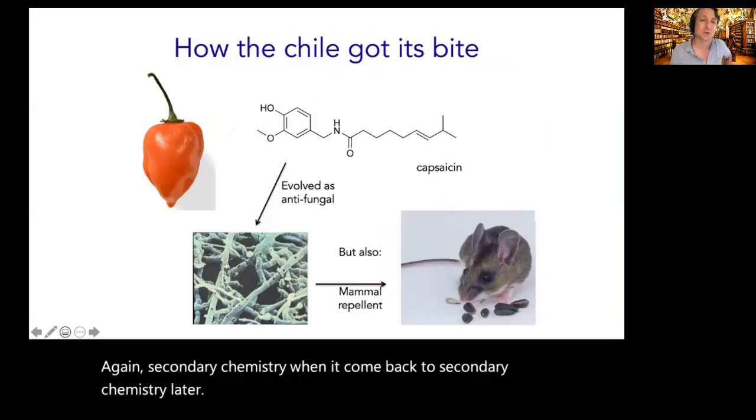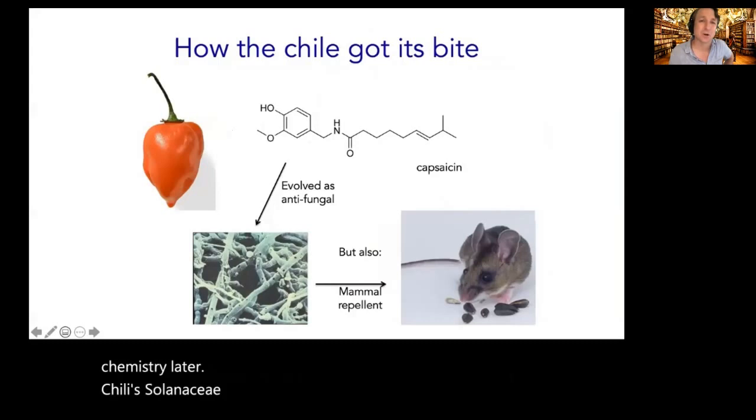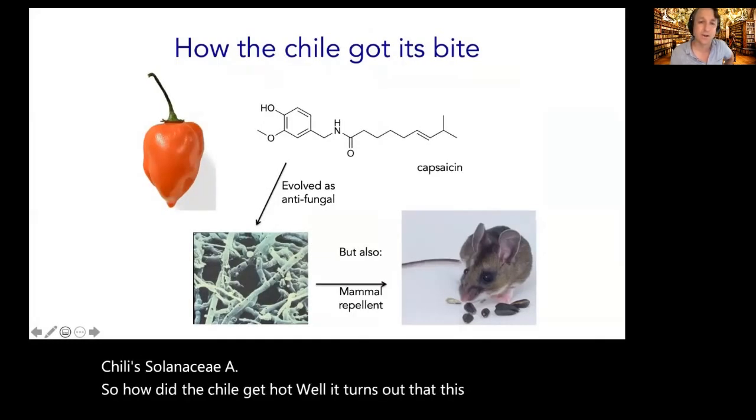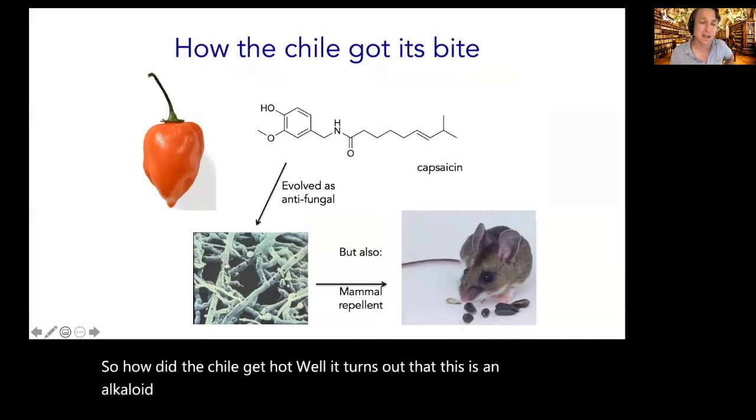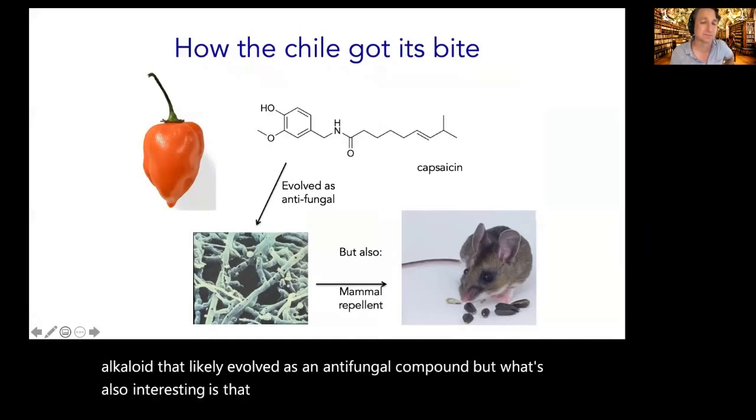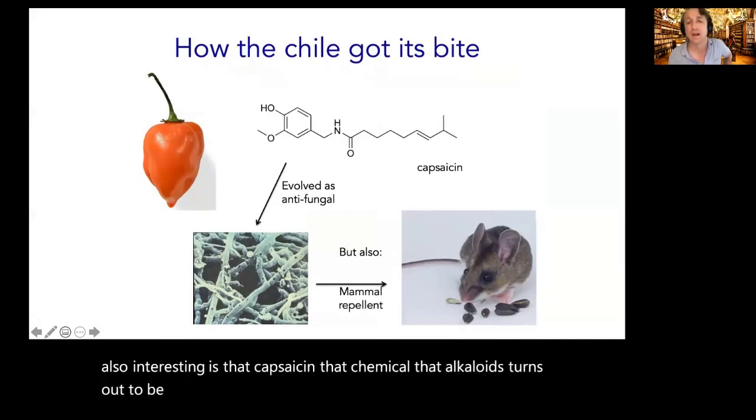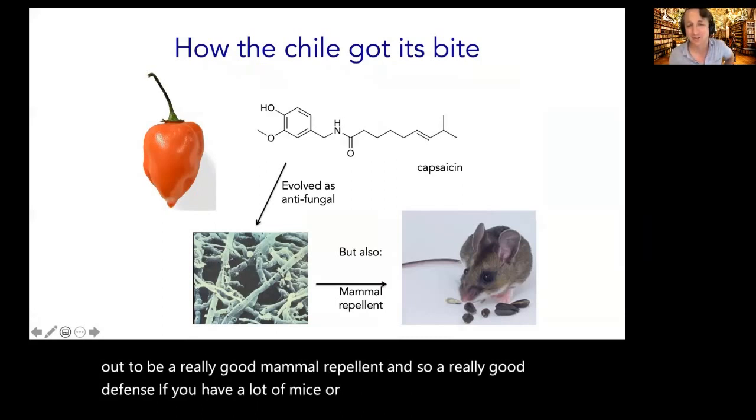Chilies, Solanaceae. So how did the chili get hot? It turns out that this is an alkaloid that likely evolved as an antifungal compound. But what's also interesting is that capsaicin, that alkaloid, turns out to be a really good mammal repellent. And so it's a really good defense if you have a lot of mice or pack rats around your house. There are a lot of pack rats in Tucson.